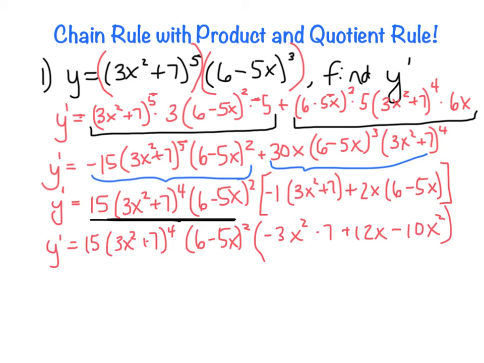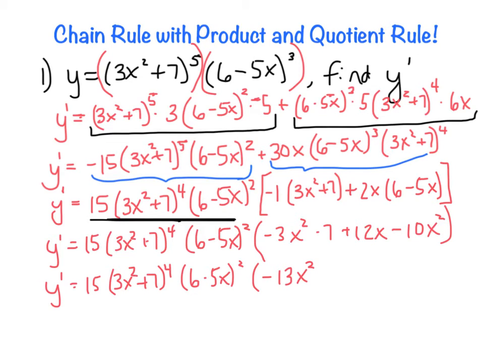Okay, so my very last step would be to combine like terms here. And I know this is annoying to keep writing this. So 15, 3x squared plus 7 to the fourth, 6 minus 5x to the second. And my like terms here would be negative 3x squared and negative 10x squared, making negative 13x squared, plus 12x minus 7. Okay, that was a long problem, but as you work through it, every step has a purpose.